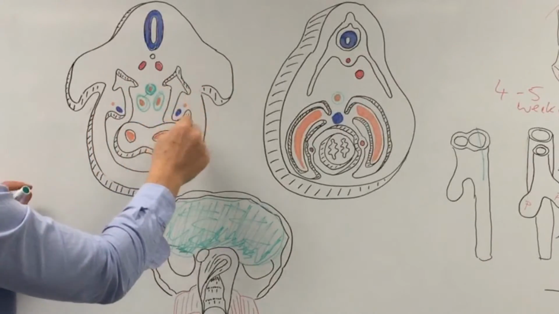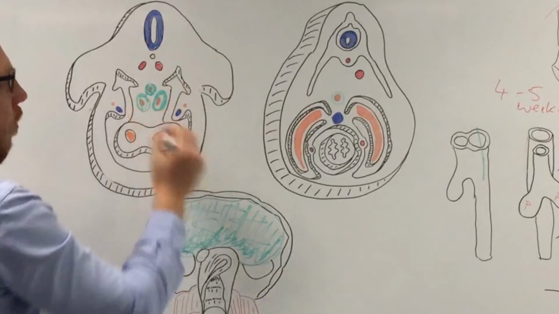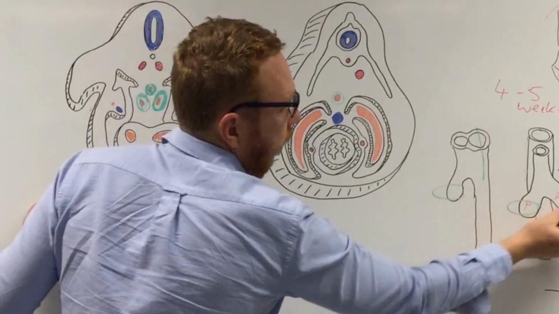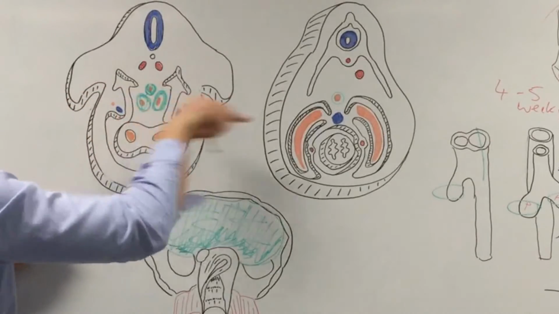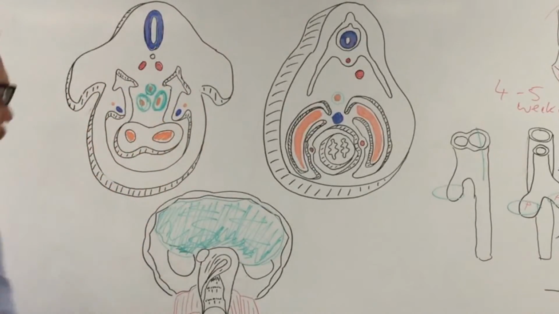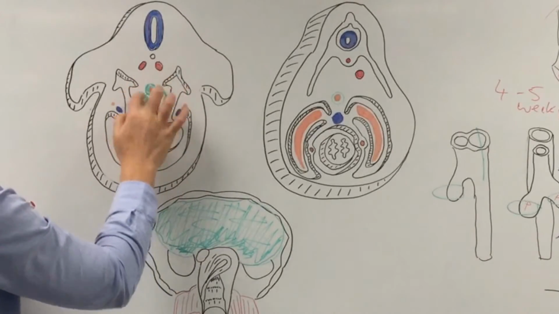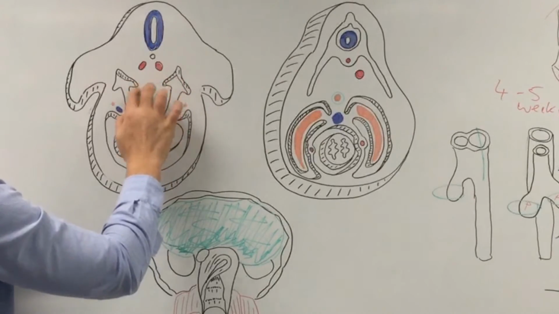So what we can see is the lung buds starting to come out like so. So this is where they're popping out, here and here. So they're going to go out to the right side and the left side of the embryo, like so. The heart sitting in front. All this area here is mesoderm. So this is what we're going to call a dorsal mesoderm.